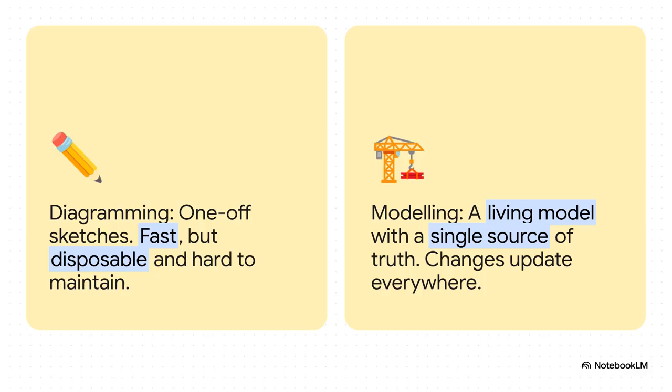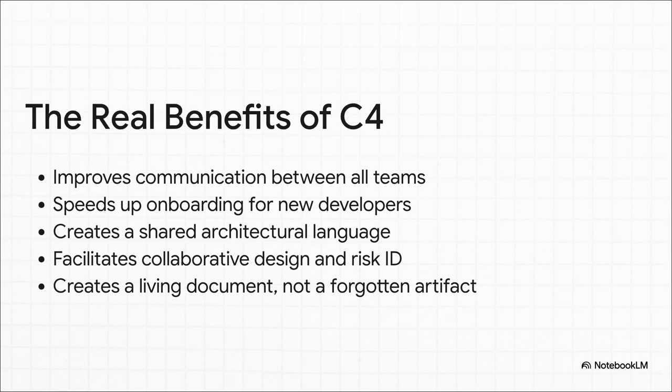This is where you define all your pieces, your systems, your containers, your components, just once, in a single source of truth. Then you can generate all the different views from that model. If you change a name in one spot, it updates everywhere. It's so powerful. And this is how you get to the real payoff.